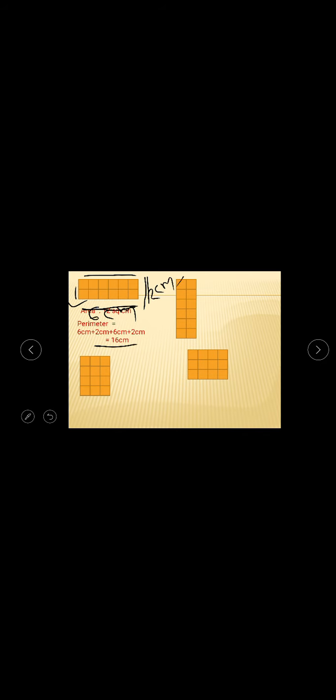Okay, so area will be 12 square centimeter as usual, because there are 12 square boxes inside it, and perimeter will be 2 centimeter plus 6 centimeter plus 2 centimeter, again 6 centimeter, and that will be 16 centimeter.